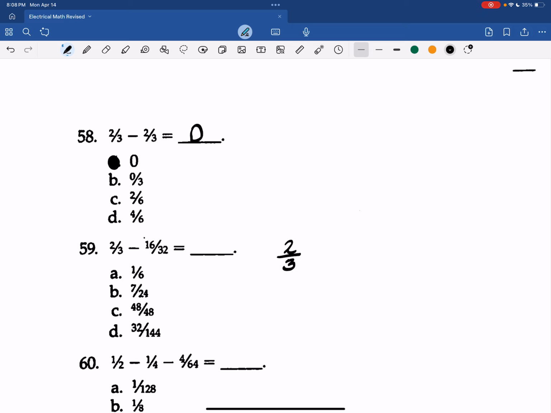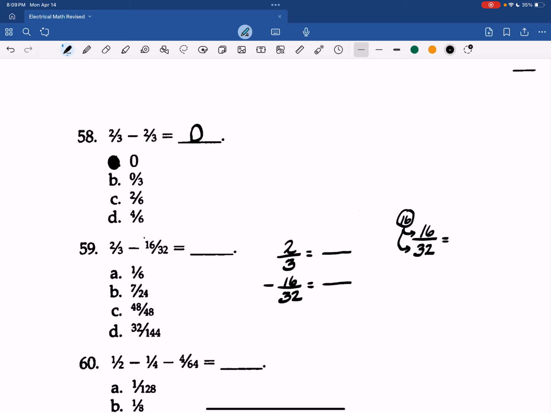2/3 minus 16/32. And it may be tempting to think the 16/32 is the bigger number, but it isn't. So we're going to need to get a common denominator. And you know what? I think I'm going to go the other route on this one. Let's take 16/32 to lowest terms. A 4 would reduce that. So would an 8. So would a 16.